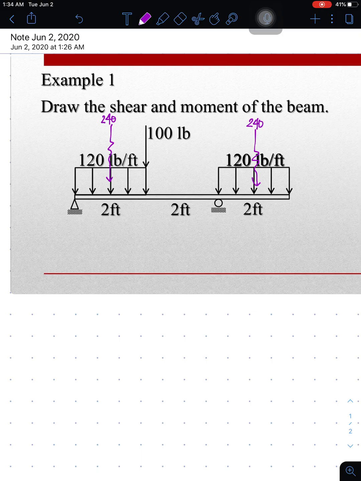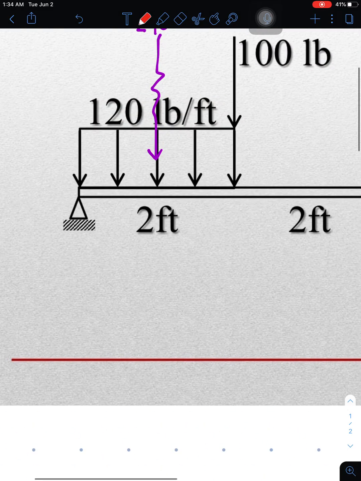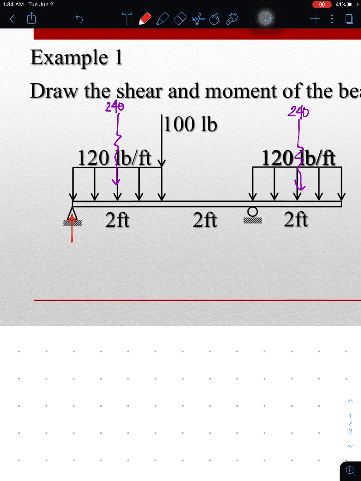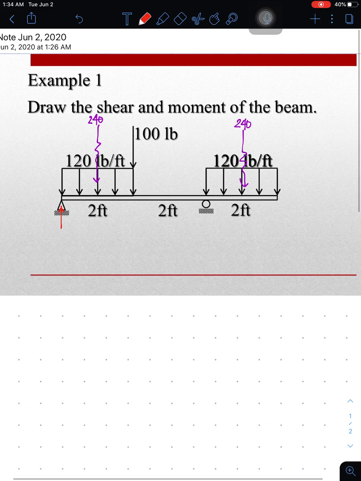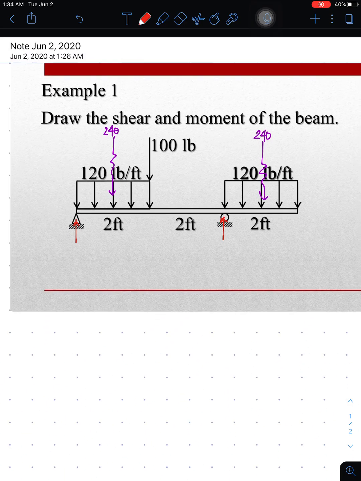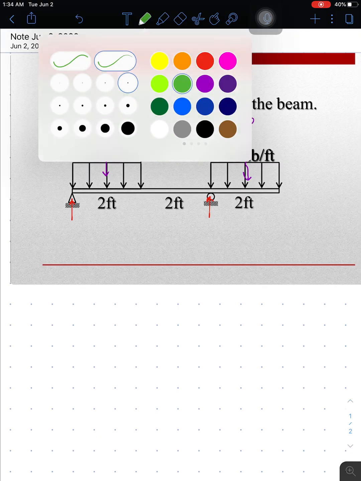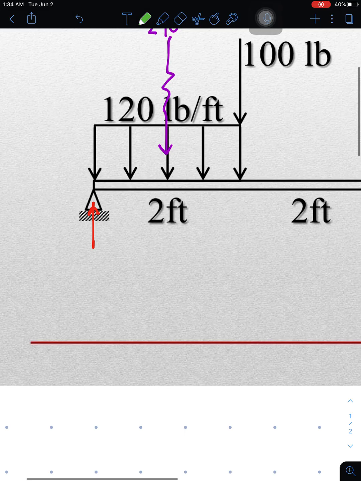And then of course, our support reaction here is a hinge. So therefore, it has a vertical reaction, so I will only place the vertical reaction. Anyway, the horizontal reaction won't do anything about the shear and moment. And then here, there is a roller, another vertical reaction. And before anything else, let us name each of the load points.